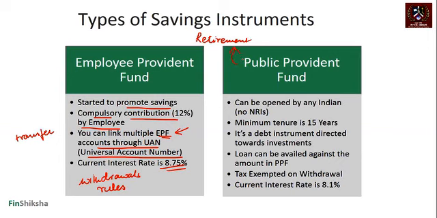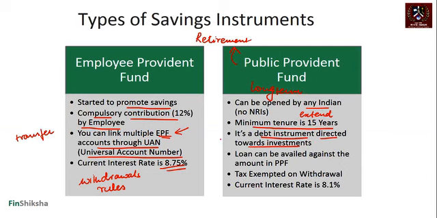The objective of Public Provident Fund was also retirement. It can be opened by any Indian, but this is a long-term instrument. This is a long-term saving. Why? Because the minimum tenure is 15 years and then you can extend it after that as well in blocks of 5 years. It's typically a debt instrument directed towards investment. So when you give money to the PPF or EPF, they will go and buy some bonds on your behalf. That's how they give you the interest, right?